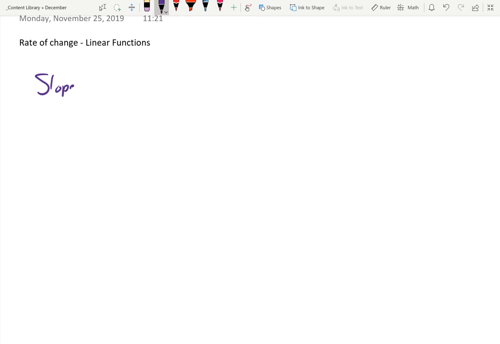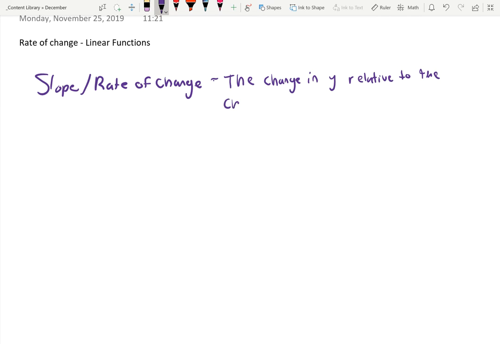So slope slash rate of change. What this is essentially, just to make a very simple definition for you, it's the change in y relative to the change in x. It's the change in y relative to the change in x.